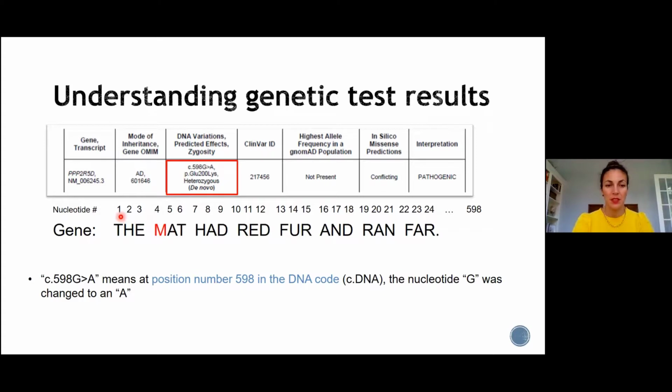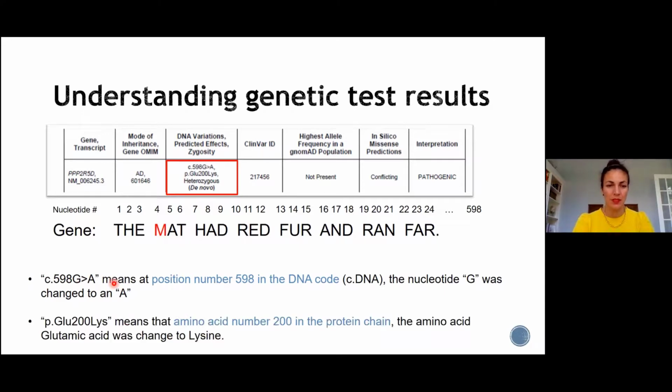So in this example, we would say C for cat was changed to an M for Matt. So that's what that number refers to. The second part here, the p.Glu200Lys. So this means that amino acid number 200 in the protein change, p for protein, the amino acid glutamic acid, which is the Glu, was changed to a lysine, which is this Lys.